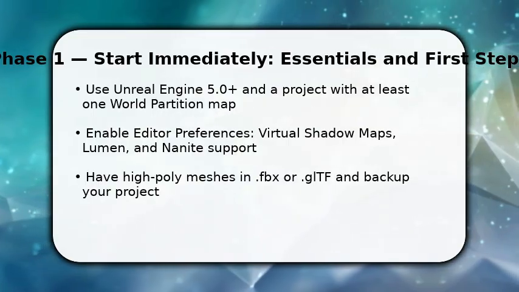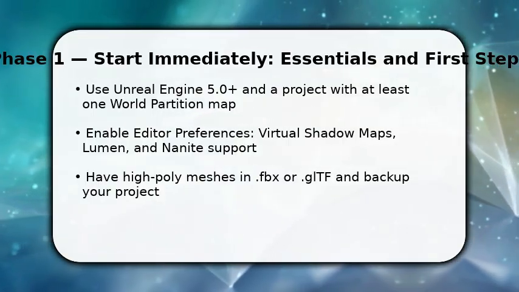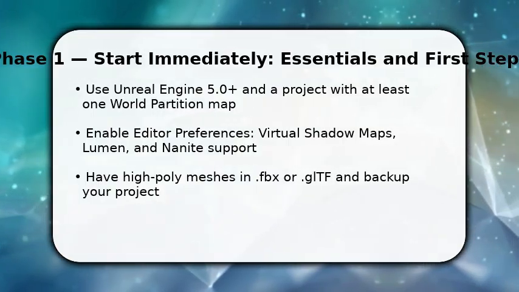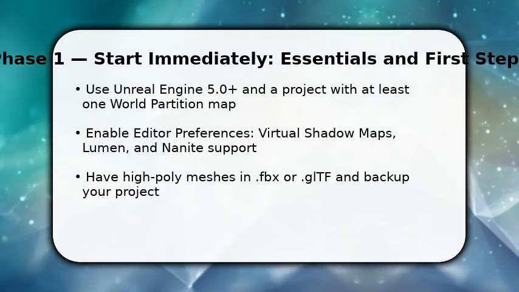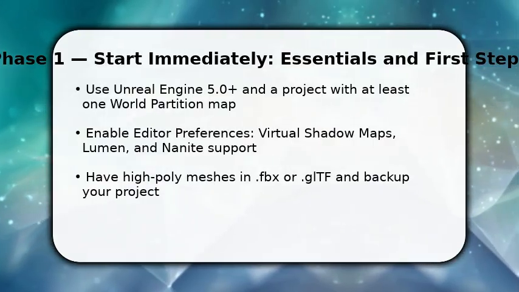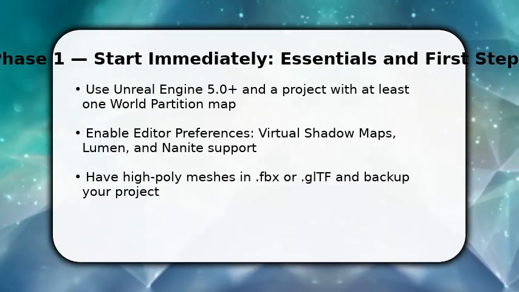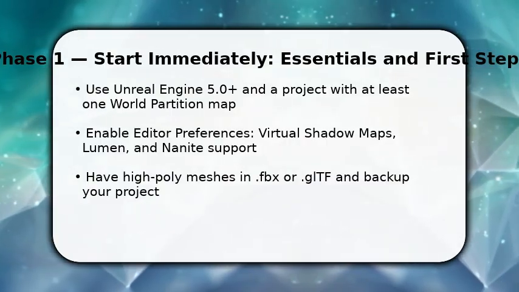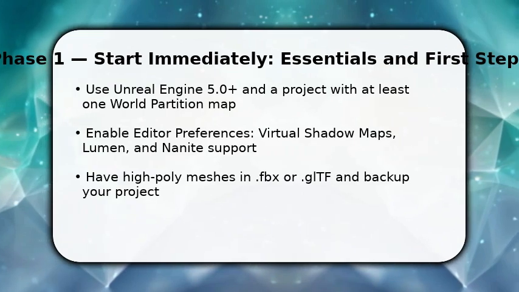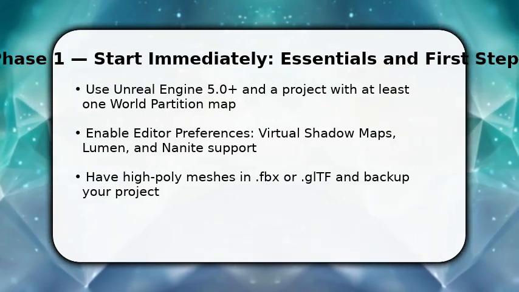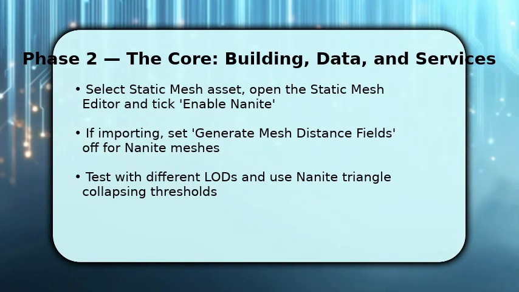Import a high poly mesh now, keeping a clean naming convention. Once done, convert import settings to static mesh and check the build settings. This gets you into the activation flow quickly, so you can enable Nanite on actual assets instead of wasting time on trivial checks. You now enable Nanite per asset.